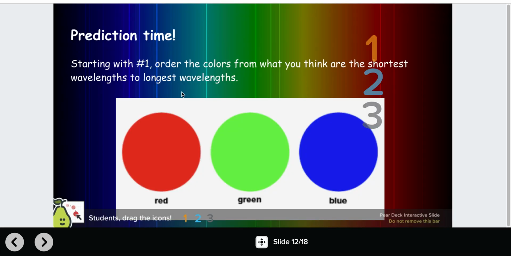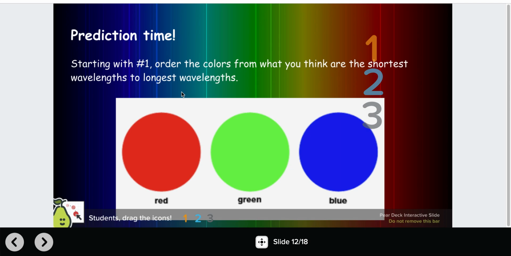Okay, I also did mention this, but if you don't exactly remember the answers, that's okay. You're going to do a prediction. But if you do remember what I said earlier in the video, let's see if you can match these colors correctly. I want you to put them in order from shortest wavelength to the longest.